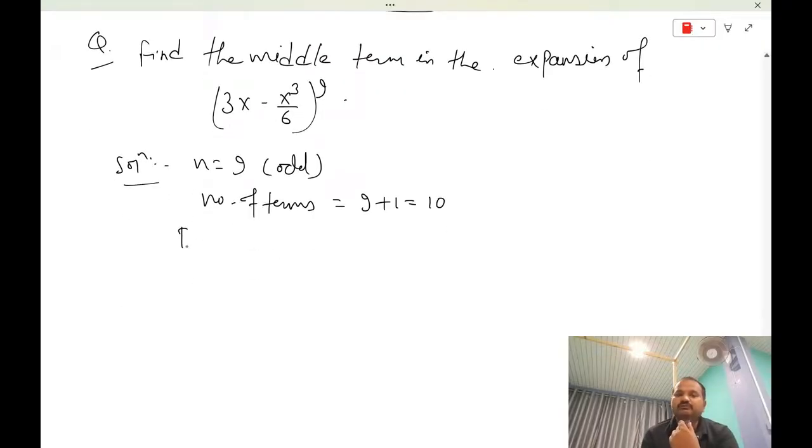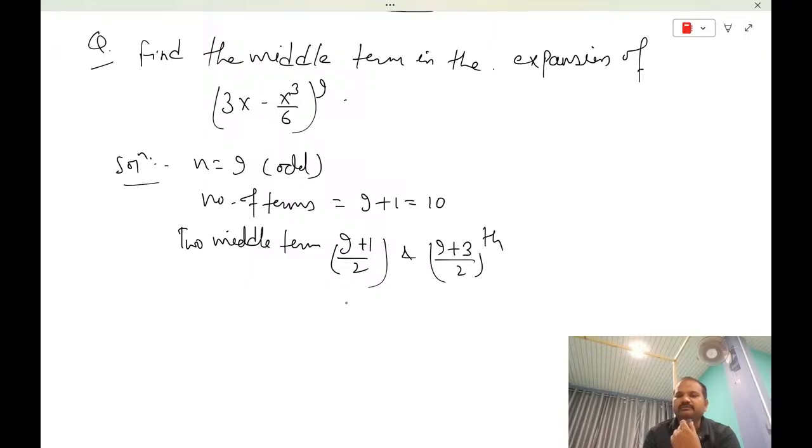So there will be two middle terms. Which terms will be the middle terms? If the number of terms is 10, we can easily say that the (n plus 1 by 2)th term and the (n plus 3 by 2)th term, that is, the 5th and 6th terms, will be the middle terms. So how to find T5?